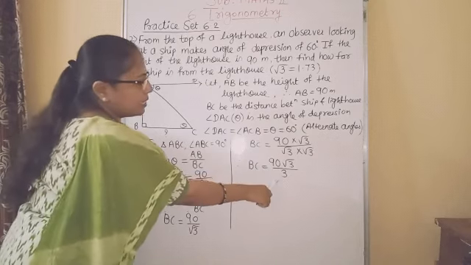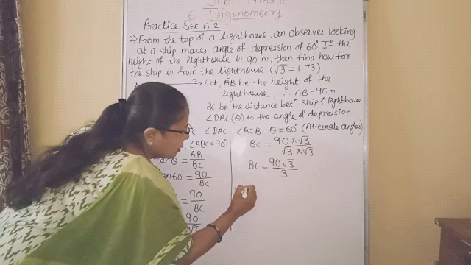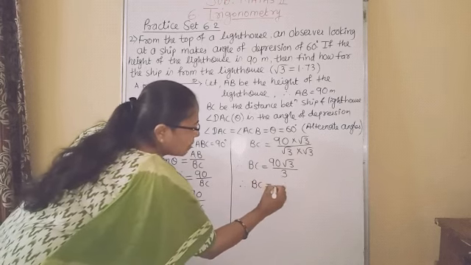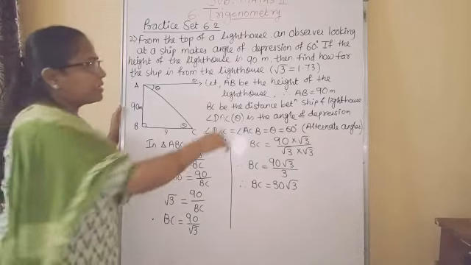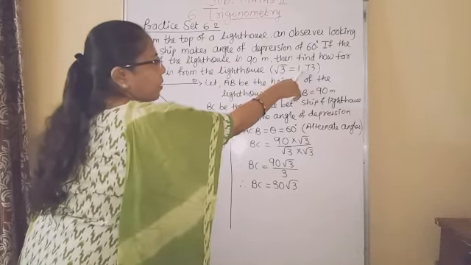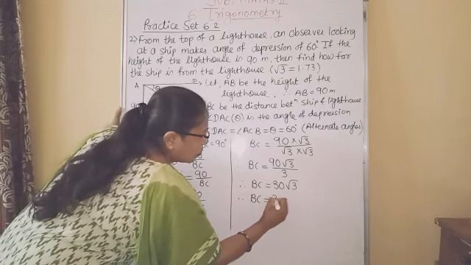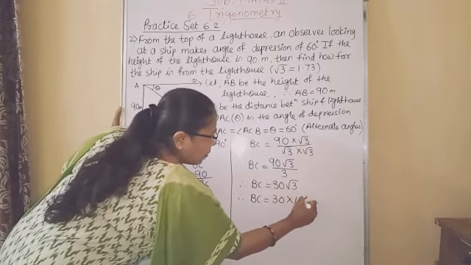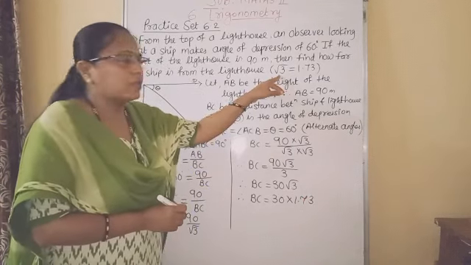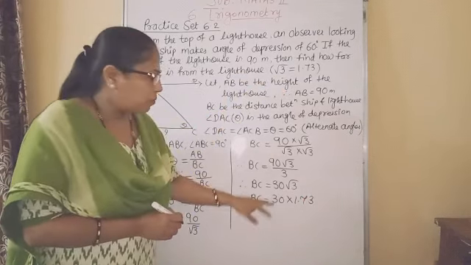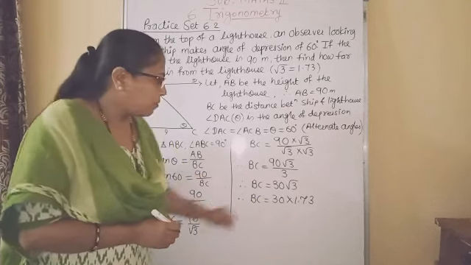Okay. Now if 90 is divided by 3, we will get 30. Therefore, BC is equal to 30 root 3. And now we will substitute the value of root 3, 1.73. Therefore, BC is equal to 30 multiplied by 1.73. Now student, remember, when root 3 value is given in the question, you have to substitute this value. Otherwise you will lose marks.